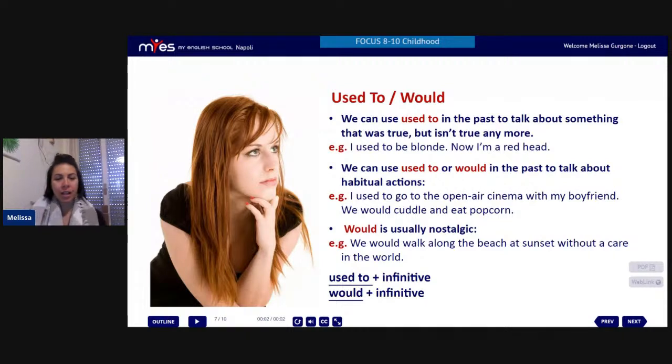Yes, so using used to and would. We can use used to in the past to talk about something that was true, but isn't true anymore. For example, I used to be blonde. Now I'm a redhead. We can use used to or would in the past to talk about habitual actions. I used to go to the open air cinema with my boyfriend. We would cuddle and eat popcorn. Would is usually nostalgic. For example, we would walk along the beach at sunset without a care in the world. And they both go with the infinitive. Of course, because would is a modal verb, to is always followed by the infinitive. Yes, so used to and would for habitual actions, and used to for something that was true.